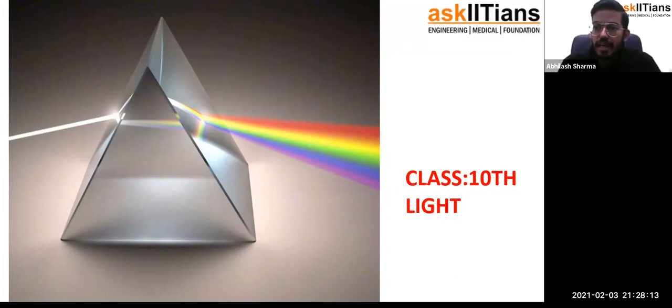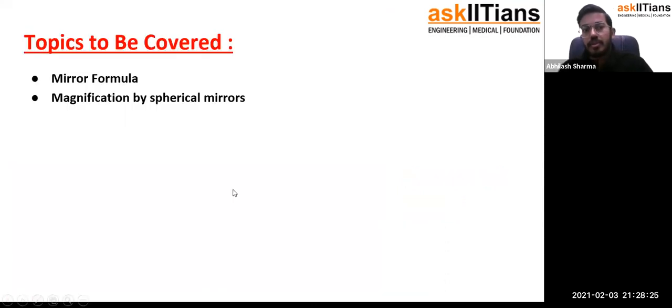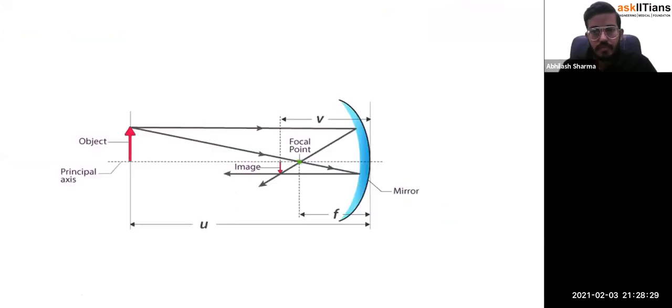That mathematical analysis we can have using two major formulas in optics. One is the mirror formula, the other is magnification. That is what we are going to cover in today's class. So, mirror formula and magnification formula.